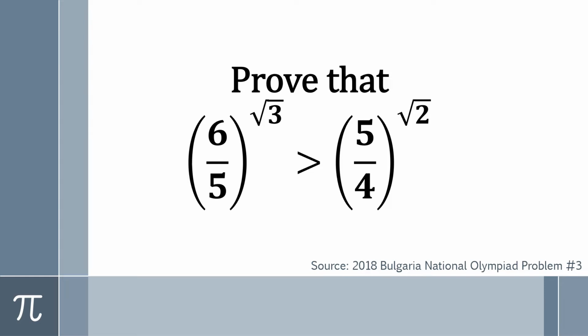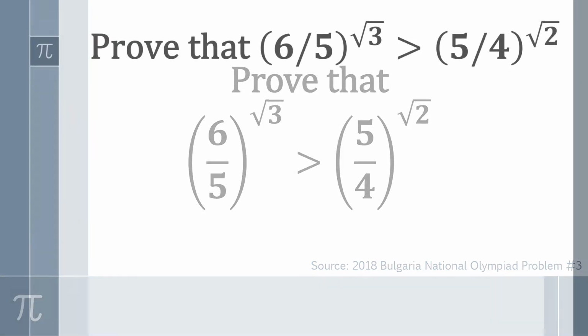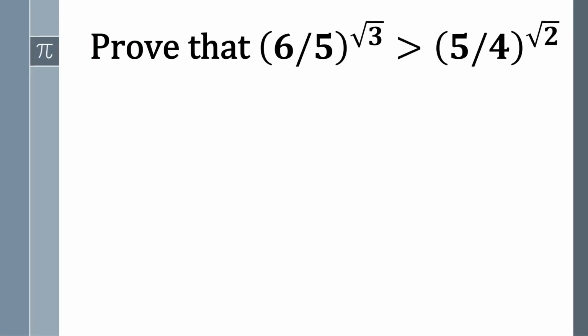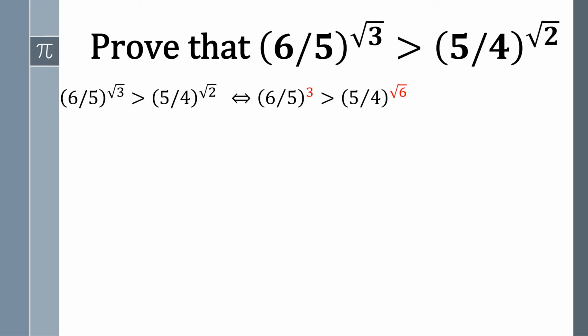Here is the question. Prove that (6/5)^√3 is larger than (5/4)^√2. Since √3 and √2 are both irrational numbers, to simplify the question, we raise both sides to the power of √3, and we get (6/5)^3 larger than (5/4)^√6.